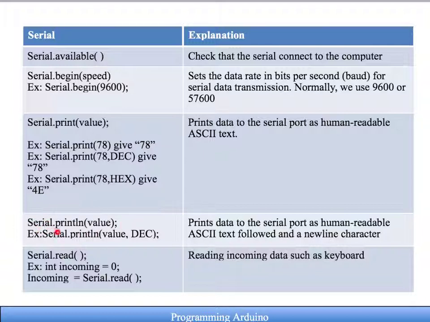Serial.println prints data to the serial port as human readable ASCII text followed by a new line character. Actually, the difference between Serial.print and Serial.println is that println adds a new line character. Serial.read reads incoming data like a keyboard. For example, int incoming = Serial.read. So it is waiting for the data. For example, you type something on the keyboard, and then that value can be used in the Arduino program.